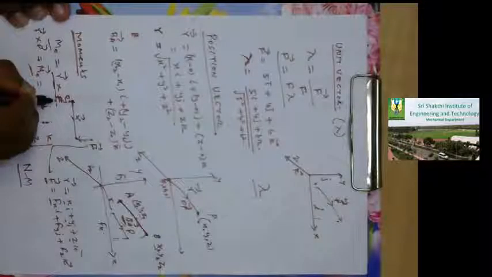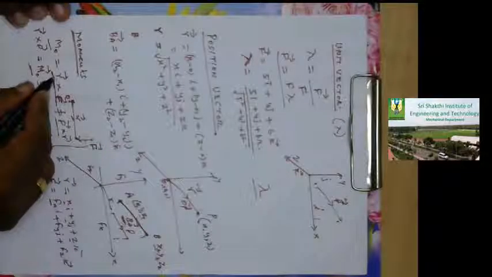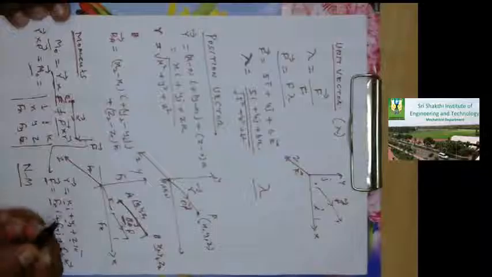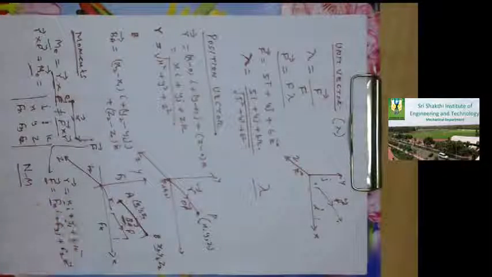Able to follow this? You have just understood that r cross F is not equal to F cross r. In a cross product, r cross F is not equal to F cross r. It will be entirely different if you take these moments.